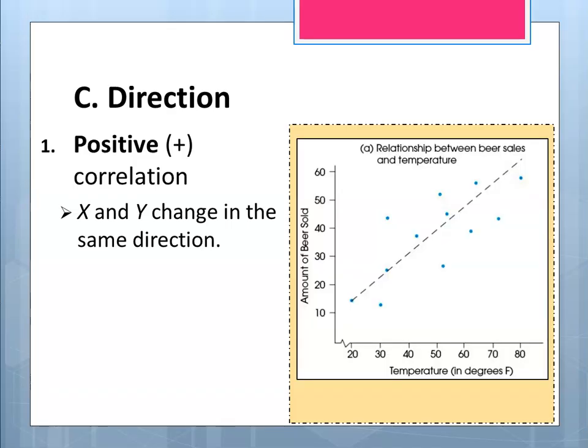A real-life example here shows that there's a positive correlation between beer sales and temperature. In other words, beer sales increase as temperature increases. I guess people drink more beer when it gets hotter. What other real-life examples can you think of for a positive correlation? I'm thinking that since we live in Arizona, and during the summer, I can imagine that as temperature increases, so does our electric bill.